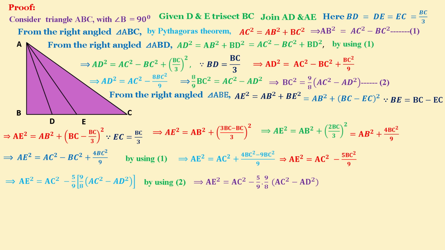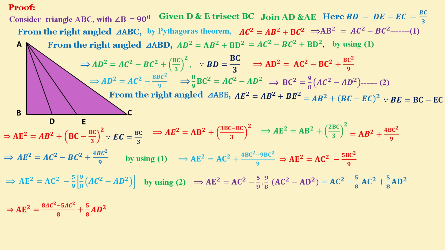So 9 and 9 get cancelled. You will get AC square minus 5 by 8 AC square, then the next term, minus of minus is plus, 5 by 8 AD square. 8 is the common LCM on the right hand side. In the numerator you will get 8 AC square, cross multiplying because 8 is the LCM, 8 AC square minus 5 AC square, grouping AC square common.